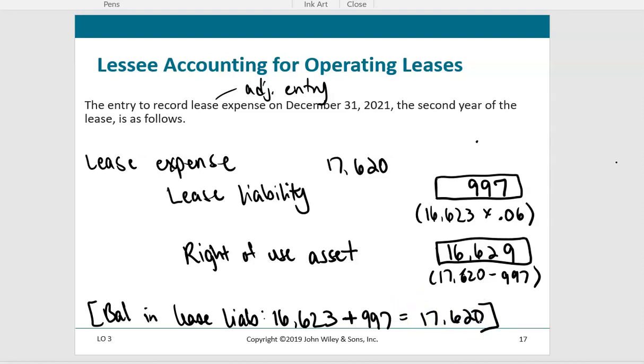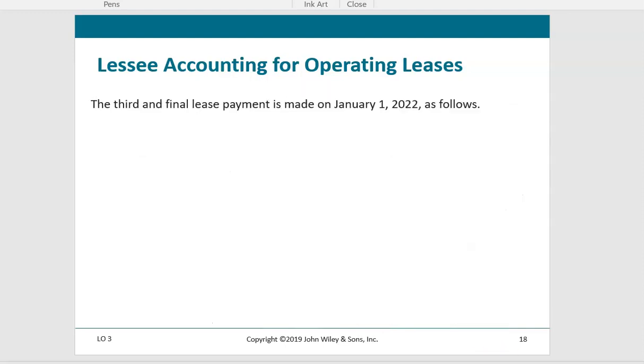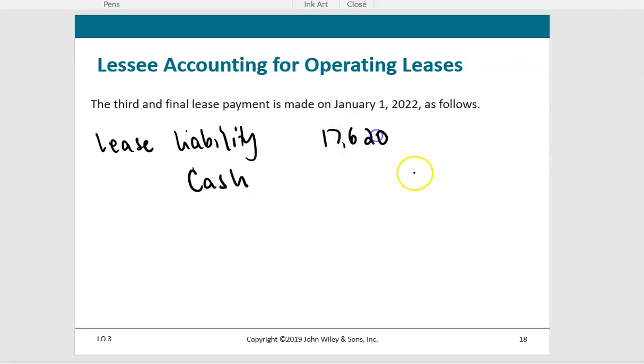What happens the next day, January 1st, 2022? The third and final lease payment is made. Every time there's a lease payment, we reduce the lease liability by the full amount of the payment, and we record the decrease in cash. So what's the balance in our lease liability at this point? 0. We've made that last payment.